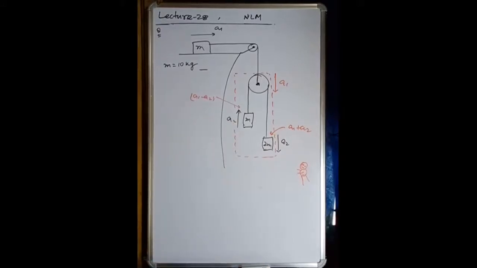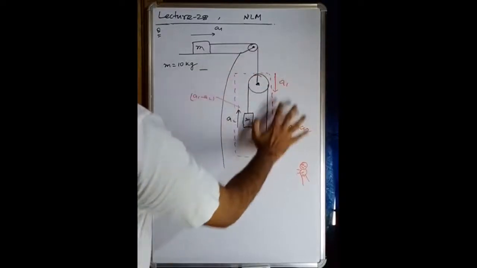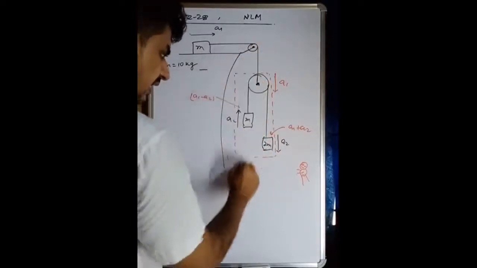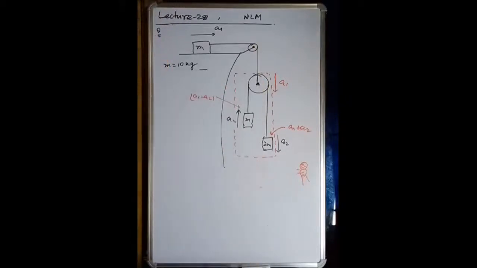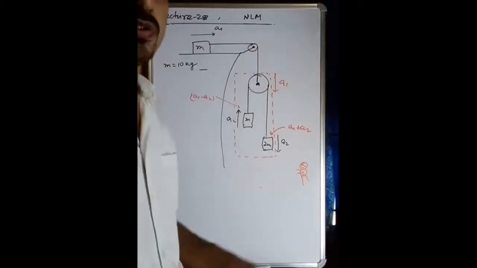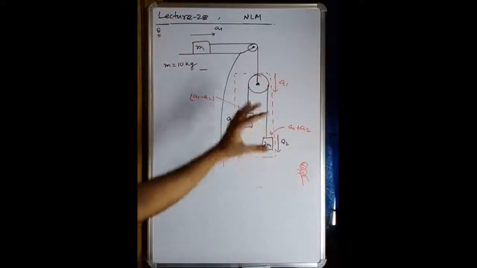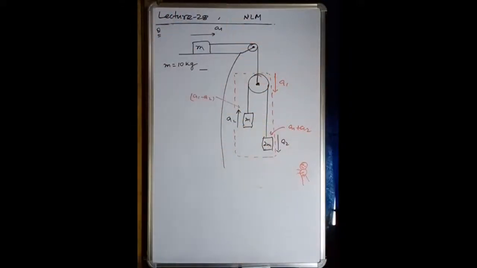Here, what will happen if we apply the same force? If the system is moving with the force of F, and we apply the net force in the upward direction F, what will happen? The net force will be 0, and the body will have the acceleration as well 0. Then the system will move with a constant acceleration.